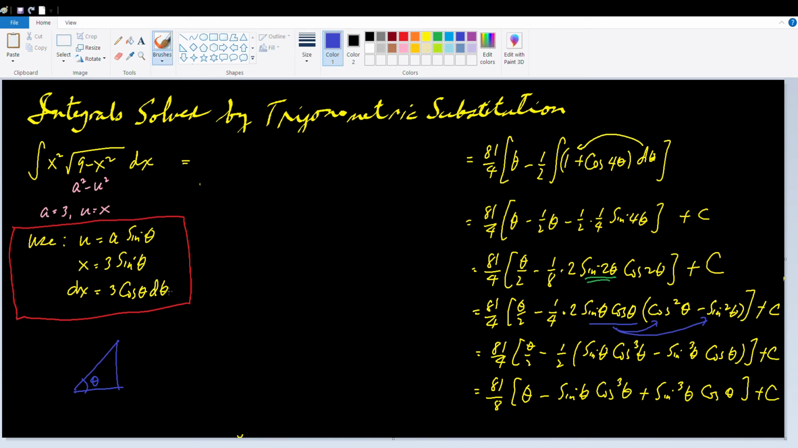So, sine theta is x over 3, opposite over hypotenuse. So, the opposite side is x, the hypotenuse is 3. The third side is the square root of 9 minus x squared, by applying the Pythagorean theorem. Okay, so our answer is 81 over 8.